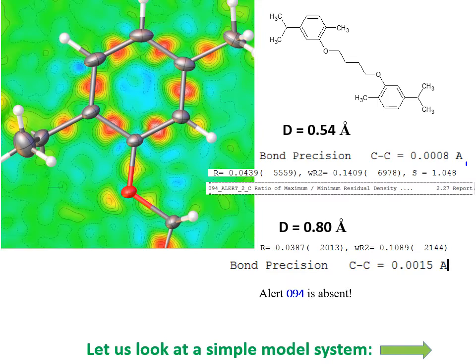A common organic molecule with aromatic and aliphatic fragments, collected with reasonably high resolution. It shows residual density peaks at all bonds in the aromatic fragment, also lone pairs, and it shows, of course, alerts and an unnecessarily high R factor. A very common approach would be to cut off at 0.8 angstrom, so you have a better R factor and no warnings, but we can do better.